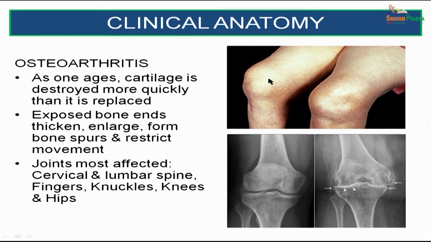This picture is showing osteoarthritis. As one ages, the cartilage in the joints is damaged more than it is replaced. Therefore, the ends of bones get exposed, they become enlarged, and they form what we call spurs. If you see this X-ray, this is the patient and this is the X-ray of both the knees. You can see the irregularities and projections. These are called bony spurs. They restrict movement. Joints affected usually are of the neck region, the back, the fingers, knuckles, knees, hips.